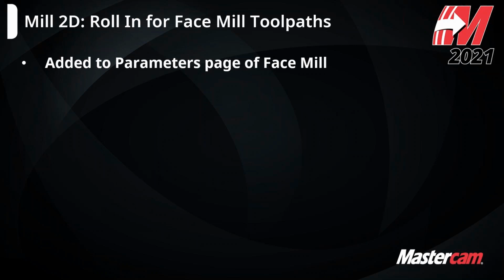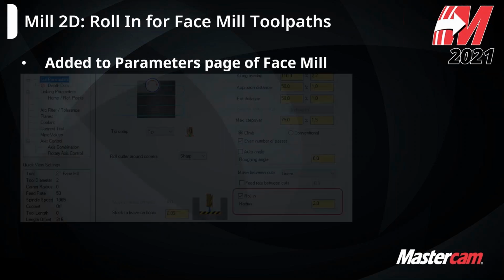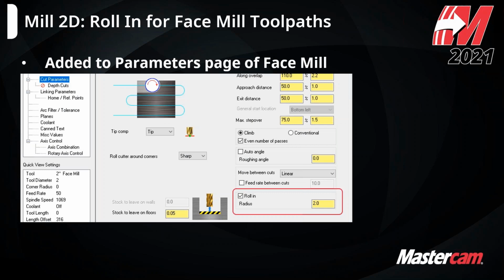That's a small update to the face mill toolpath. There's now a roll-in function for face mill. This has always been how the dynamic version of the face mill works, but we know that a lot of people still like to use the traditional one-way or zigzag operation in face mill. The benefit is, when you're using a face mill with indexable inserts, the engagement of the insert is where you're going to find the most wear. And it's been proven that if you roll onto the material as you're engaging the material, it's a lot less stress on the inserts.